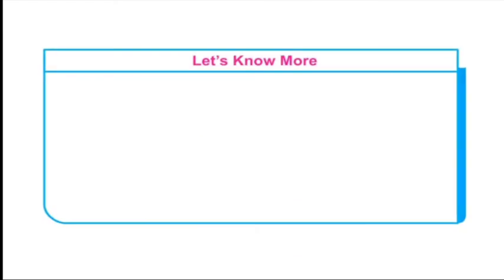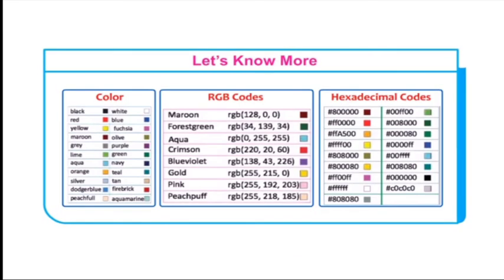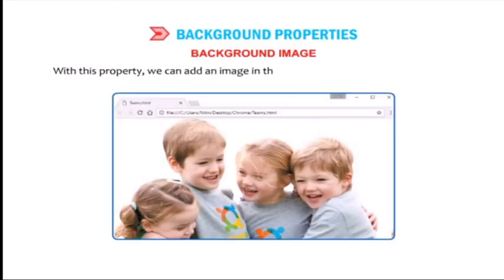Students, let's know more about the different ways of colors. Background image. With this property, we can add an image in the background of an HTML document. Syntax: background-image: value, where value equals the URL path of the image.